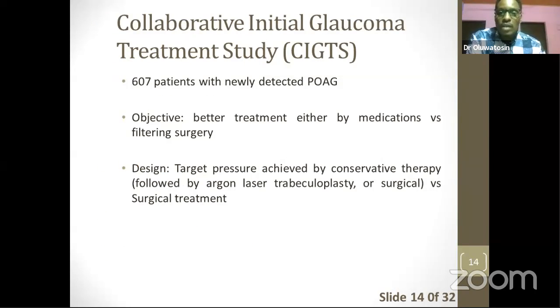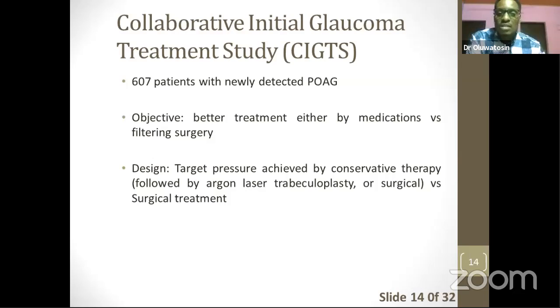We have the Collaborative Initial Glaucoma Treatment Study, which is a treatment versus treatment study. 607 patients with newly detected primary open angle glaucoma were enrolled in the study, and the objective was to compare treatment received by medications or eye drops against filtering surgery.